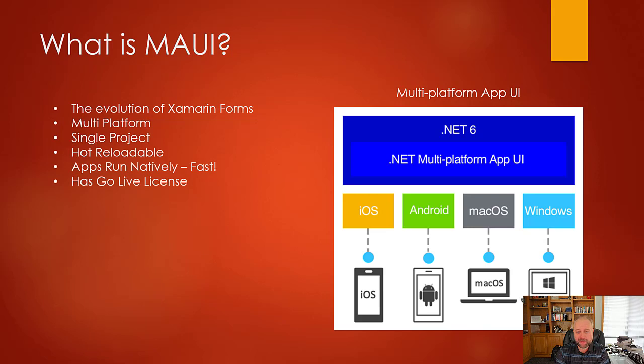MAUI is also multi-platform, includes iOS, Android, macOS, Windows, and also, not pictured here, Tizen, which is kind of cool. It allows all these to be done in a single project, whereas before you had to have a project for each of the platforms, and then kind of a Xamarin Forms project to tie it all together. And then hot reloadability. We've had hot reload in Xamarin Forms for a little while, but this is a little better. Apps run natively and fast. And like I said earlier, there's a go live license for it.